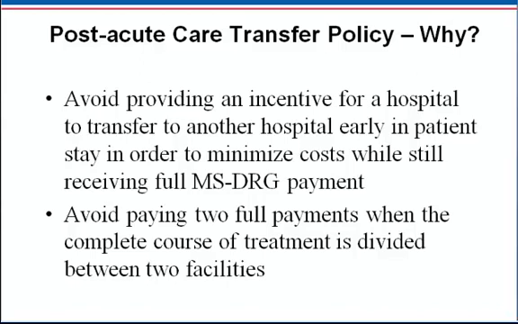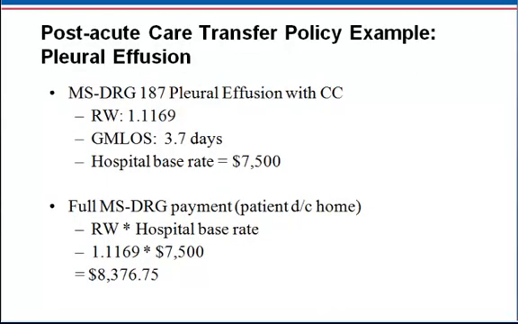So why have a post-acute care transfer policy? It's to avoid providing an incentive for a hospital to transfer their patients to another hospital early in the stay in order to minimize cost and still get the full DRG payment. And also to avoid paying two full payments when the complete course of treatment is divided between two facilities. And on this slide, this is just an example of a post-acute care transfer policy for a patient that has pleural effusion with a CC.